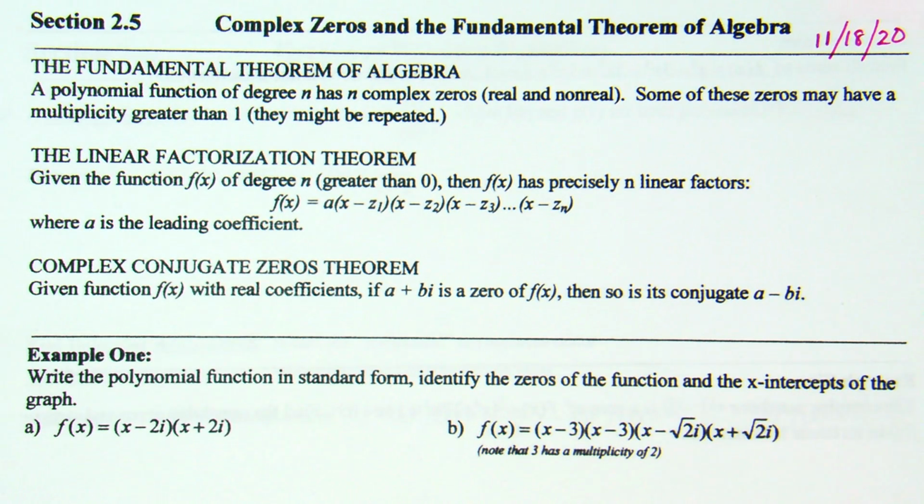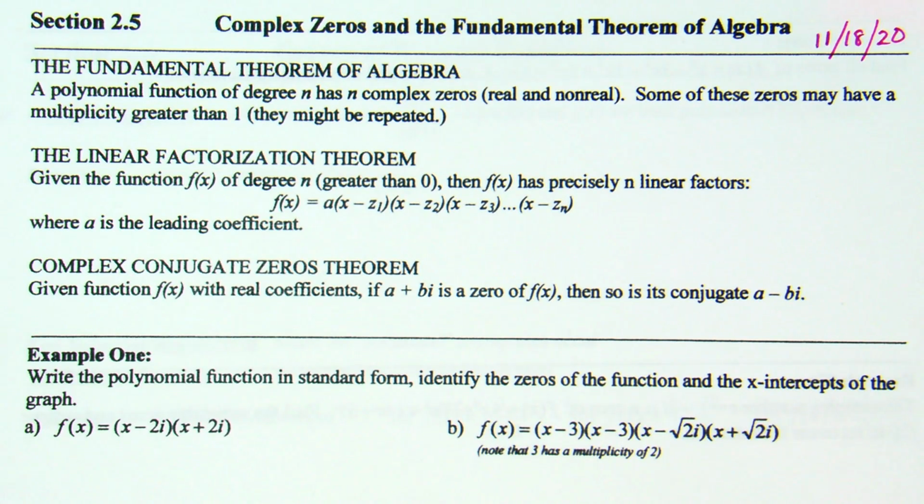Okay, imaginary numbers come back into your math world today. I'll review them. You don't need to know a ton about them, but we'll go over a little bit about them as we go through. So, first of all, review. You've already seen the fundamental theorem of algebra. A polynomial function of degree n has n complex zeros, real and non-real. Some of these zeros may have a multiplicity greater than 1. In other words, they might be repeated.